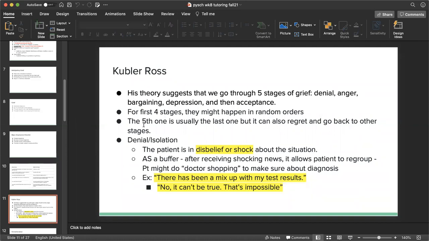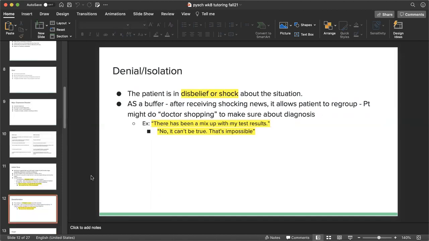I'm going to go into denial in the next slide. I copied and pasted it twice, sorry. So denial or isolation: the patient is in disbelief or shock about the situation. This is like a buffer. After you receive the shocking news, it allows the patient to regroup. A patient might do doctor shopping to make sure about their diagnosis, like if they were diagnosed with cancer. An example is, there has been a mix-up with my test results, or no, it can't be true, that's impossible. Just denying that the event is happening is one of the stages of grieving.